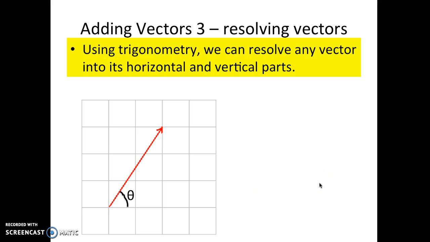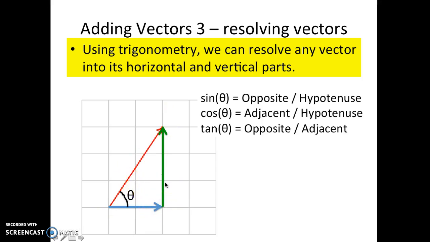Finally, resolving vectors. There's one final way that we can do this. So if I have a vector, I know the angle that it is to the horizontal and I know its length, I can resolve that vector into its horizontal and vertical parts. So this would be its horizontal part because I have to go 2 steps over and I need to go 3 steps up in order to get that as a resultant vector. So I can resolve using Pythagoras this vector here into its horizontal and its vertical parts.